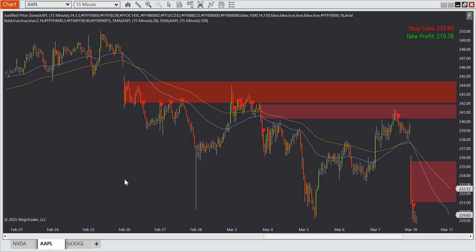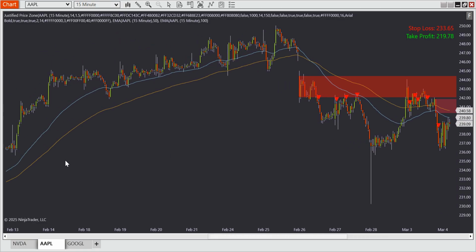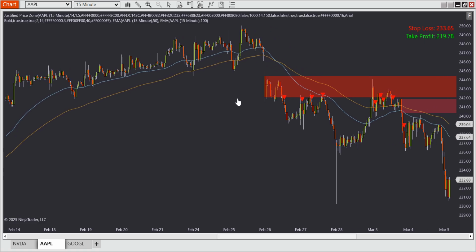And here we have some more bearish examples on the Apple 15-minute chart. And I've put on here the 50 and the 100 EMAs. And these are great ones to identify trend, specifically when they cross. So for instance, if we just scroll back here some, we can see the 50 is above the 100 for quite a while, indicating a bullish trend.